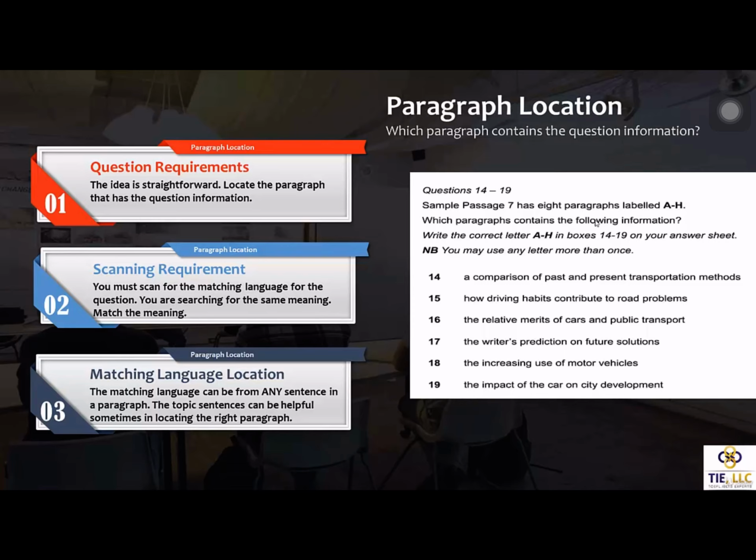Now, vocabulary becomes very important because they're using words like merits. So if you don't know what that word means, it might cause you some pause and hesitation that can slow you down. So vocabulary is always really important. Or like number 18 that says the increasing use of motor vehicles. Which paragraph is talking about the increasing use of motor vehicles?